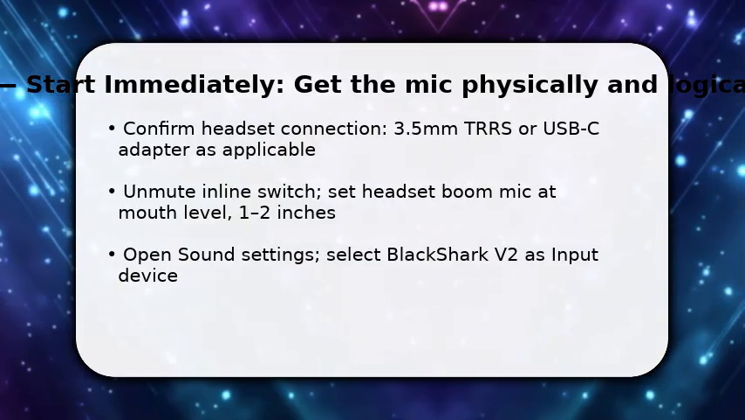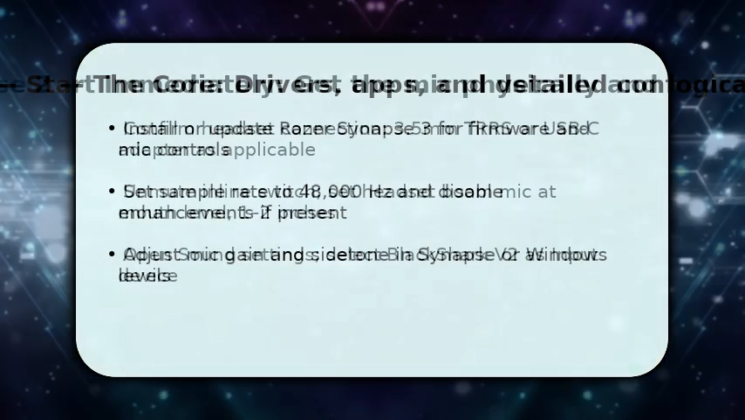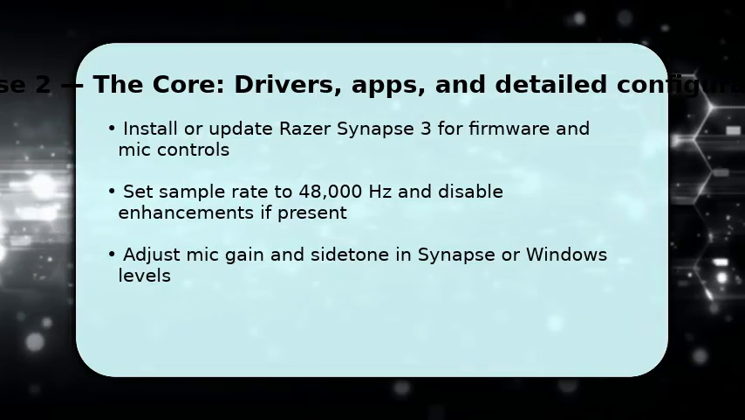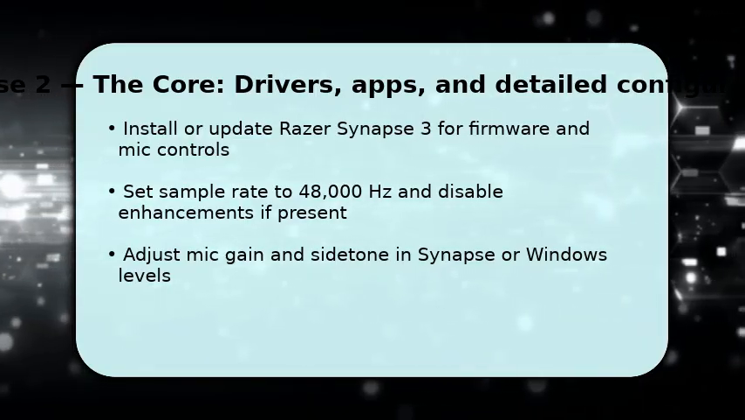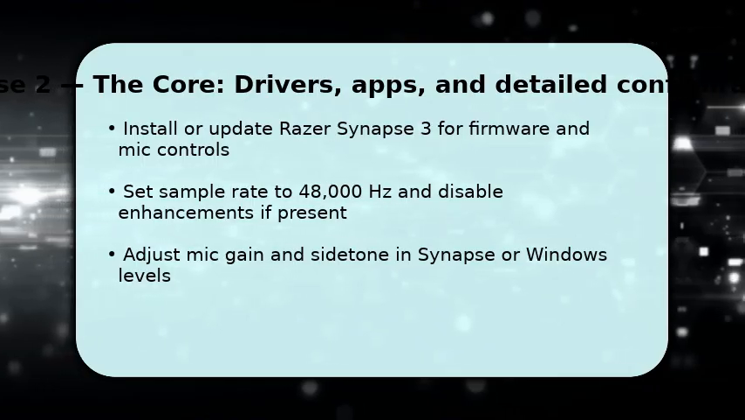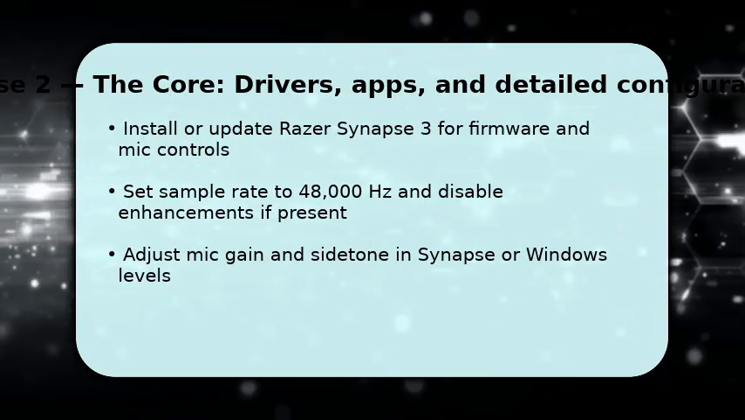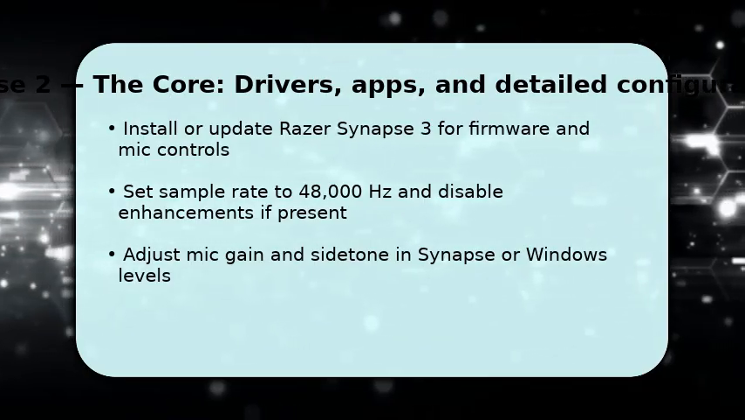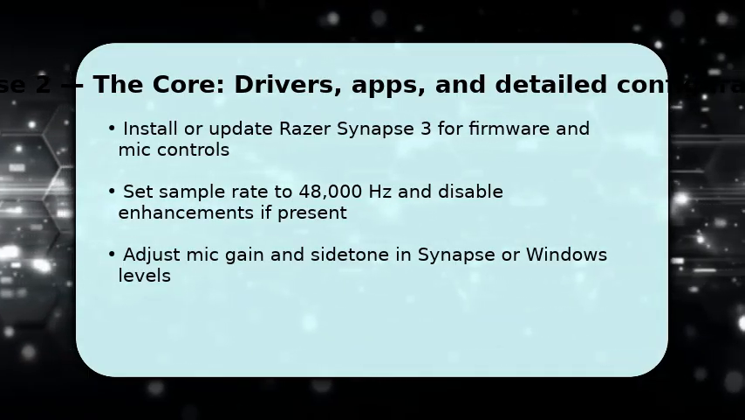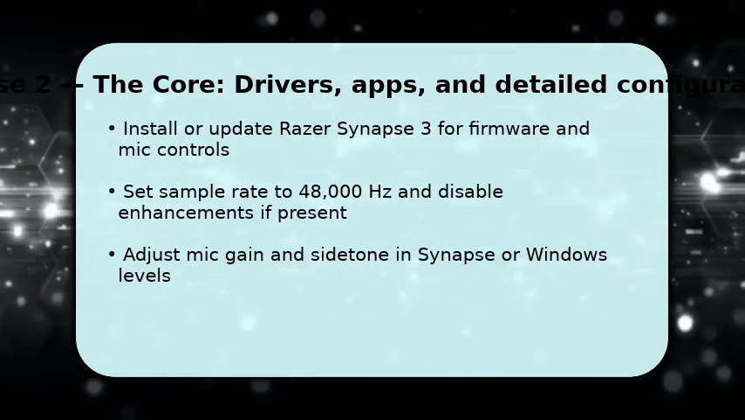Once the device is selected, install or update Razer Synapse so firmware and microphone profiles are available. This fixes compatibility and offers gain control. In Sound Control Panel, set the sample rate to 48,000 Hz and disable audio enhancements that can alter voice clarity. Then use Synapse or Windows levels to set mic gain, start low, raise until clean without clipping, and enable sidetone if you need to monitor yourself so you can speak naturally.